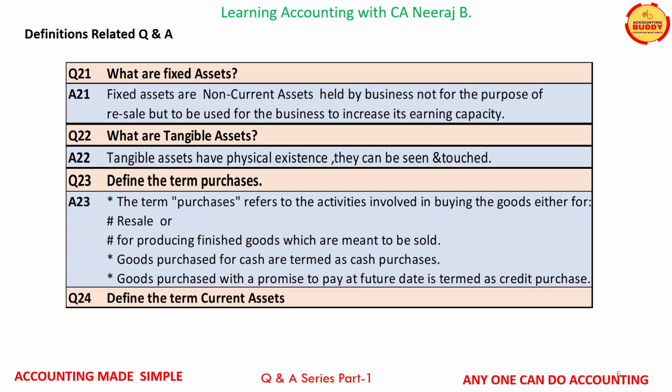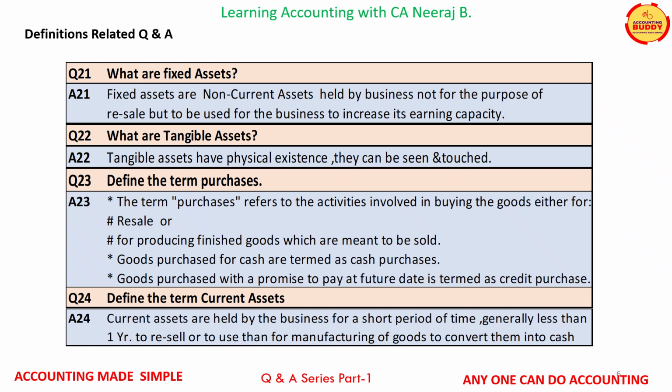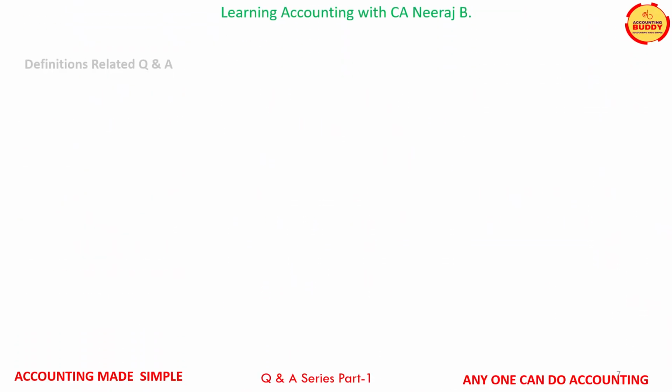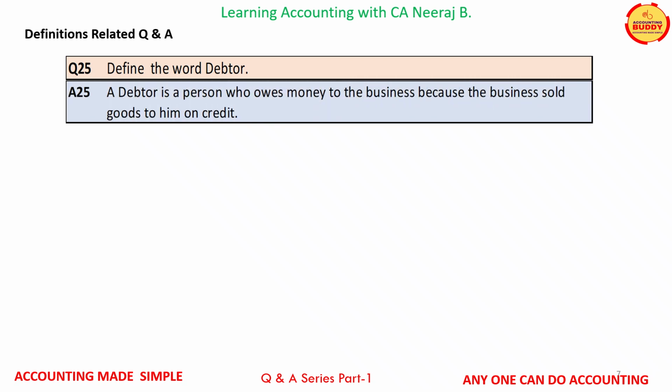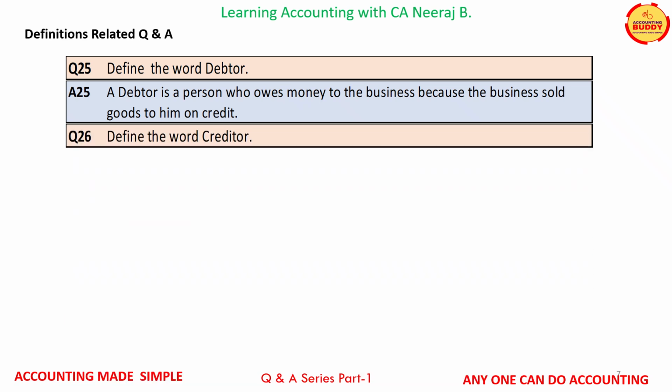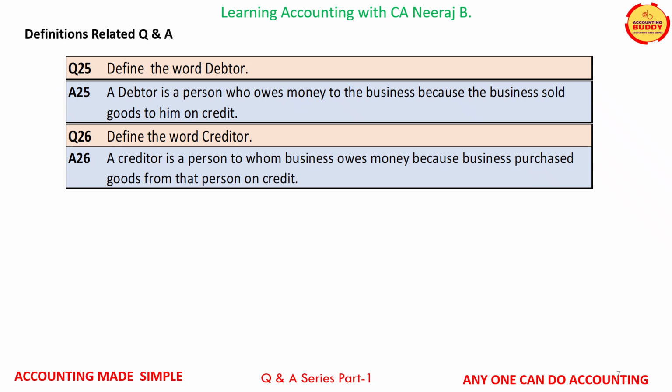Question number 24. Define the term current assets. Current assets are held by the business for a short period of time, generally less than 1 year, to resell or to use them for the manufacturing of goods to convert them into cash. Question number 25 on your screen is, define the word debtor. A debtor is a person who owes money to the business because the business sold goods to him on credit. Question number 26. Define the word creditor. A creditor is a person to whom the business owes money because the business purchased goods from that person on credit.